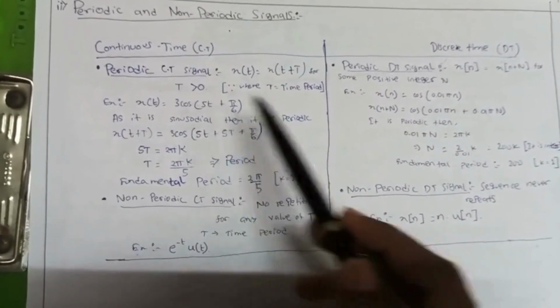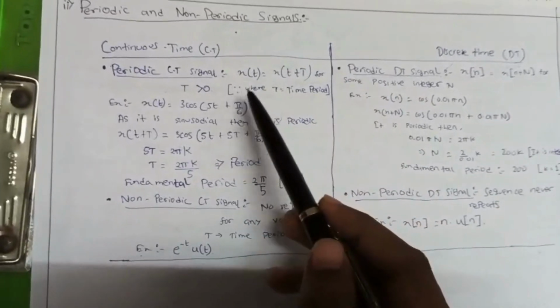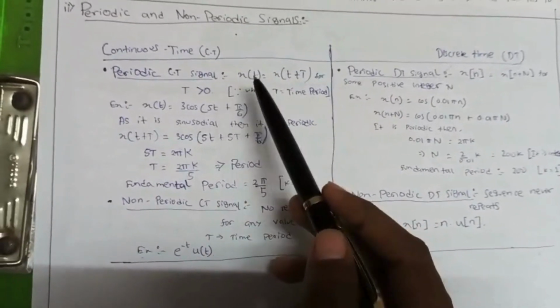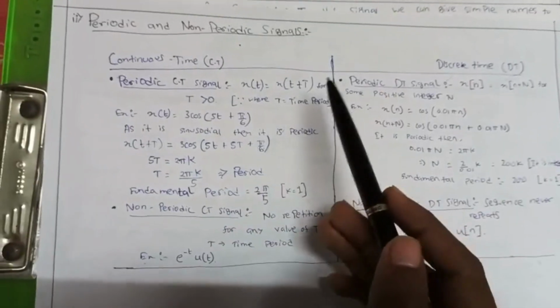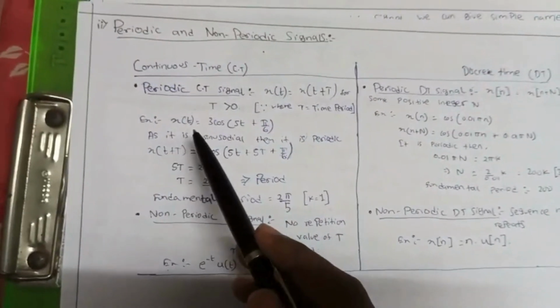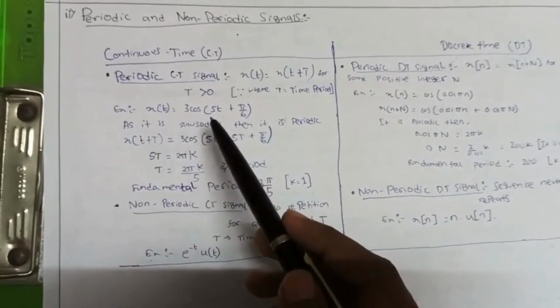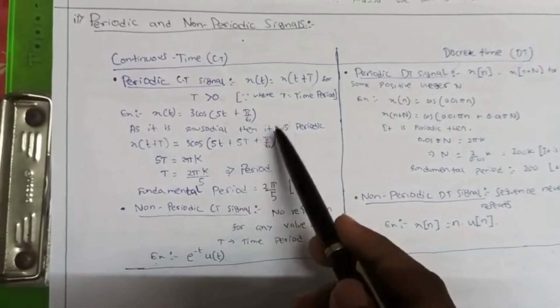Now this T is actually the time period. So it states that any function x of t can be written as x of small t plus capital T. Let us easily understand this by taking an example. For example, x of small t equals 3 cos of 5t plus pi by 6.